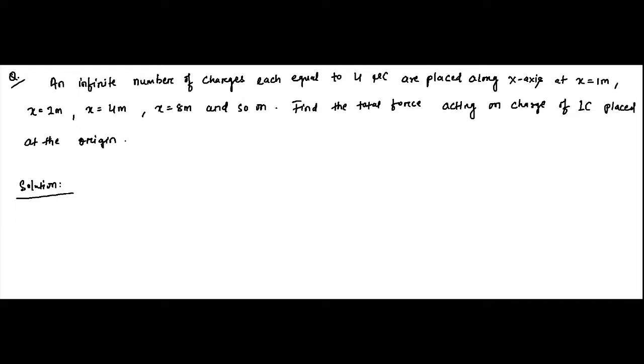So the question is that an infinite number of charges, each having equal value of 4 microcoulombs, are placed along the x-axis at distances of x equals 1 meter, x equals 2 meter, x equals 4 meter, x equals 8 meter, and so on from the origin. Find the total force acting on a charge of 1 coulomb placed at the origin. So this is the information given.